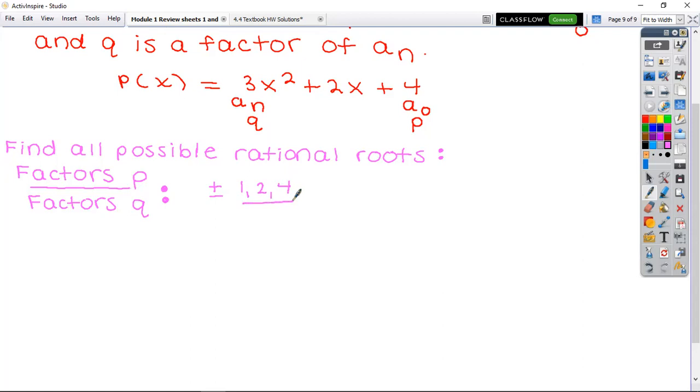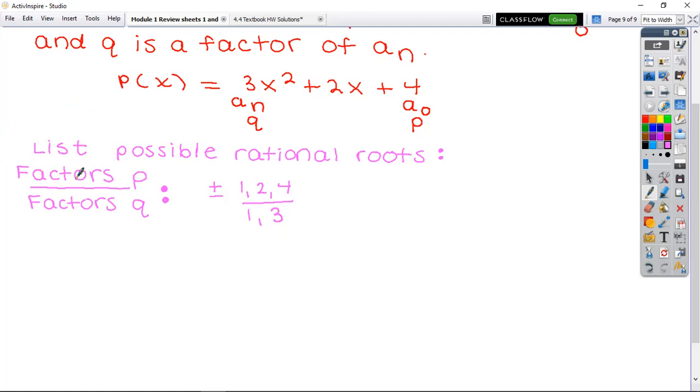I'm going to do the same idea with Q. How can I get 3? What's the only way to get 3? 1 and 3. Good. So also plus and minus, which goes with all those 1 and 3. Okay. So this is just a list of possible rational roots. I'm going to actually do this because we're not actually going to find them all until later down the road. So I'm going to just say list possible rational roots. And we'll kind of ease into this a little bit.